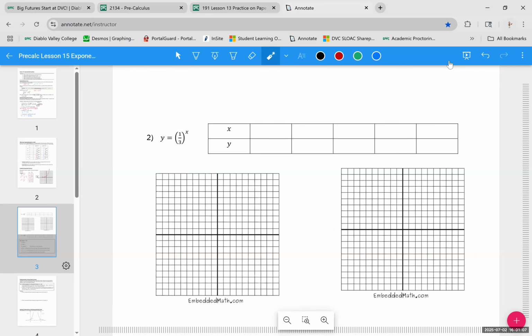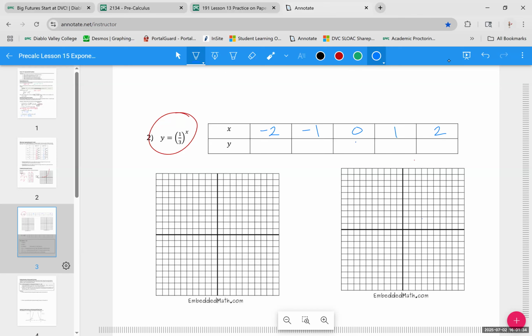Okay, so let's do one more example. And this time what I want to do is pick a base that's less than 1. Remember, the bases still always have to be positive, but we could have a base that is less than 1, between 0 and 1. So let's try that. And we're going to do the same sort of x values for now.